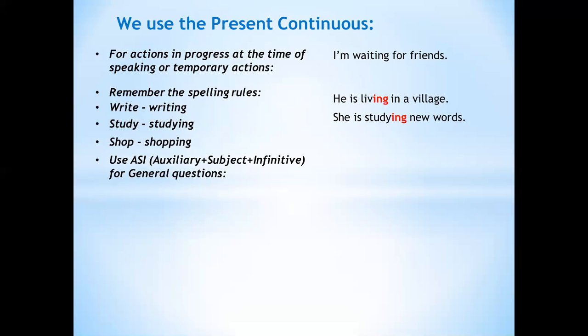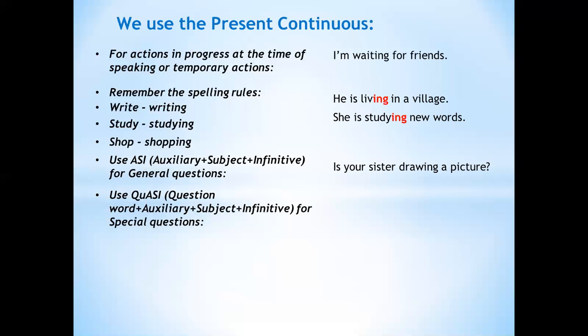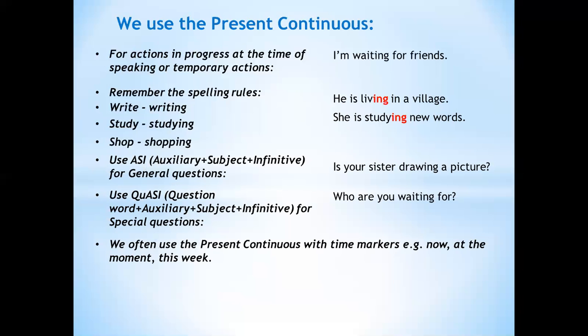To form a general question, you have to put the verb to be, is, am, are, into the first place, then the subject plus the infinitive with the ing ending. For example, is your sister drawing a picture? To form special questions, you have to put the question word at first, then the auxiliary verb to be, the subject and the infinitive with ing. For example, who are you waiting for?